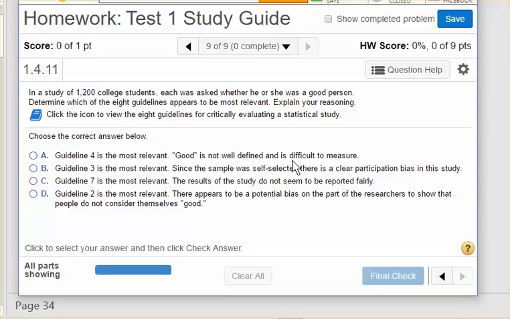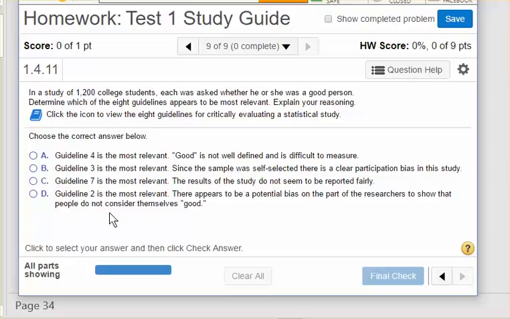So self-selected means the participants decided whether they were going to participate or not. I don't think that was in here. It just says that they picked people and asked them the question. C: number 7 is the most relevant. The results of the study do not seem to be reported fairly. And we don't even talk about results here, right?